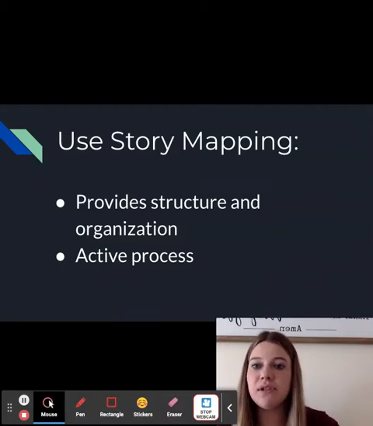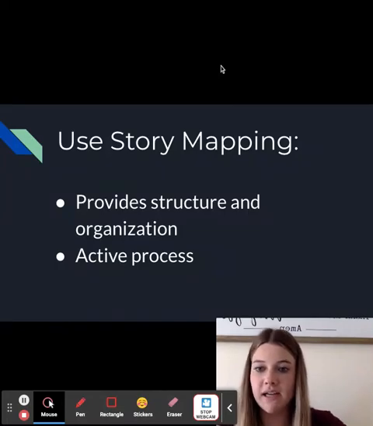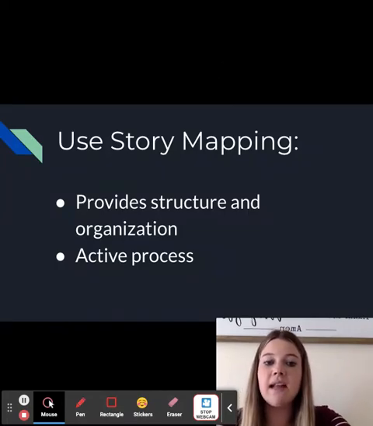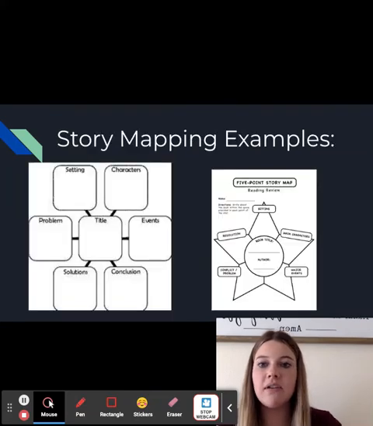Students can also use story mapping. So story mapping provides structure and organization for the students, and it's an active process. So that means that students are actively doing this when they are reading, and they are responsible for their learning. I have an example here of story mapping. So there's two different examples that I have.